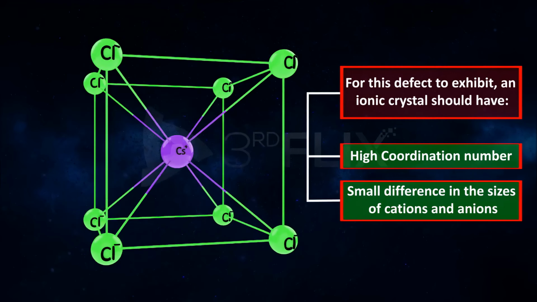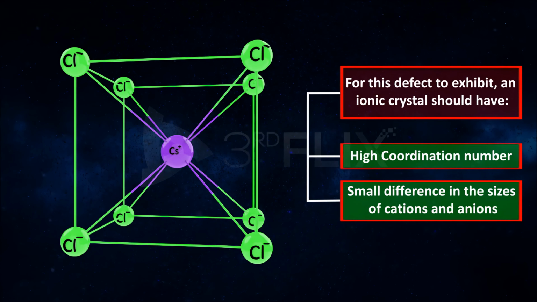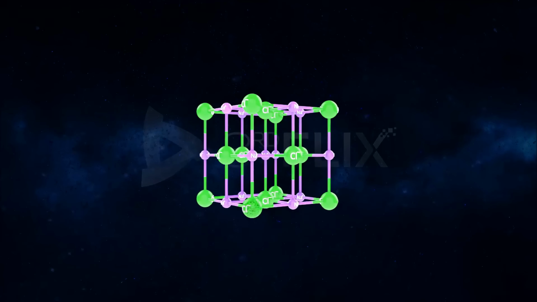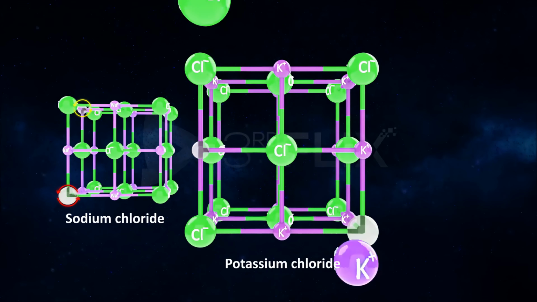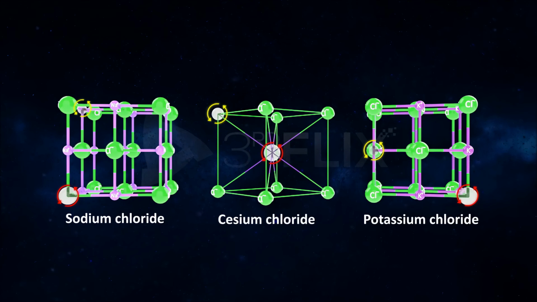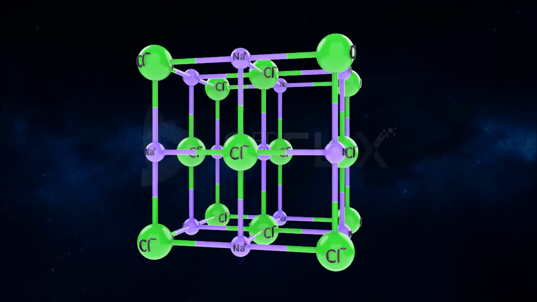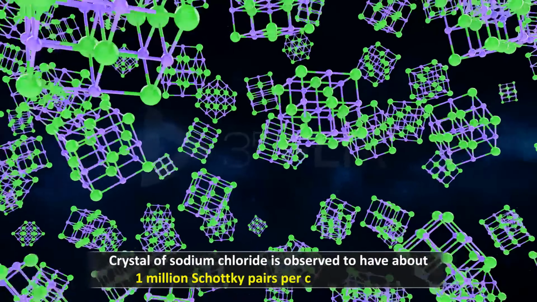This type of defect is exhibited by highly ionic compounds that have high coordination number and small difference in the sizes of cations and anions. Sodium chloride, potassium chloride, and cesium chloride are well-known examples of crystals with this defect. The number of Schottky defects in ionic solids is quite significant. For example, a crystal of sodium chloride is observed to have about 1 million Schottky pairs per cubic centimeter.